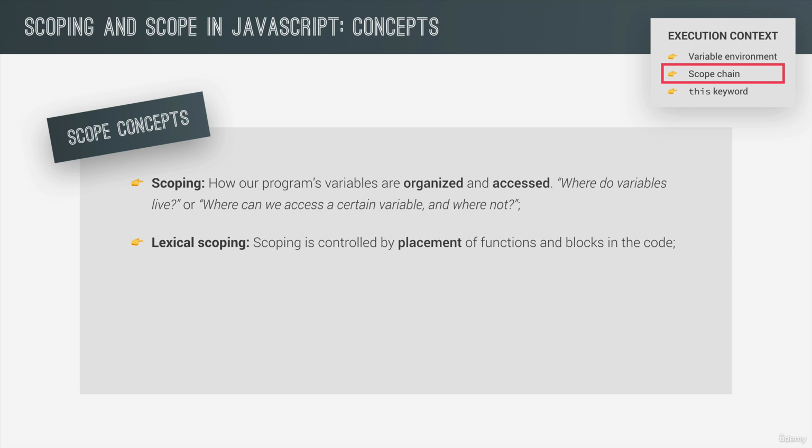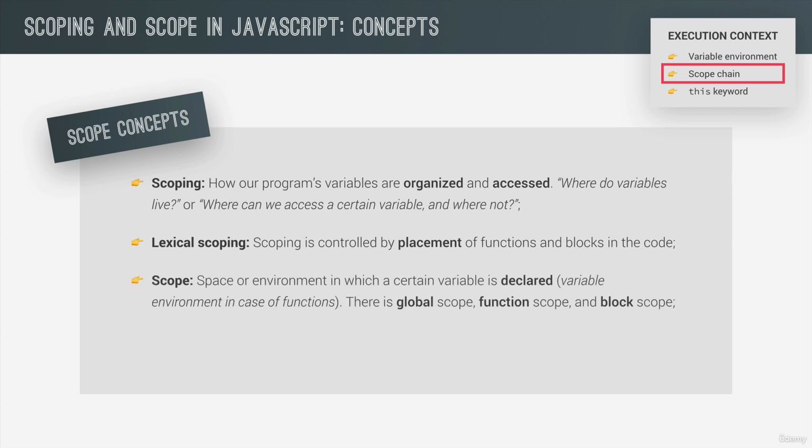Okay, and now about scope itself. Scope is the space or environment in which a certain variable is declared. Simple as that. And in the case of functions, that's essentially the variable environment which is stored in the function's execution context. So if now you're asking yourself, what's the difference between scope and variable environment? Then the answer is that for the case of functions, it's basically the same.